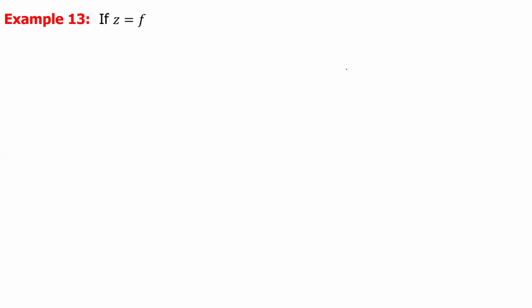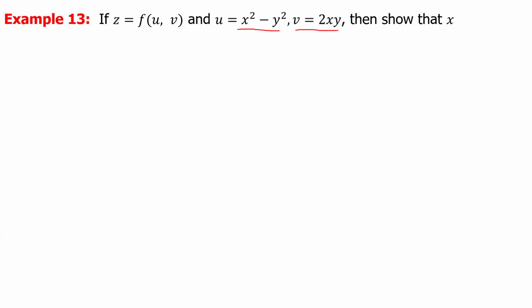The question is, if z is equal to f of u, v, meaning z is a function of u and v, and u is equal to x square minus y square, v is equal to 2xy, then prove that x del z del x plus y del z del y is equal to 2 times root over u square plus v square into del z del u.